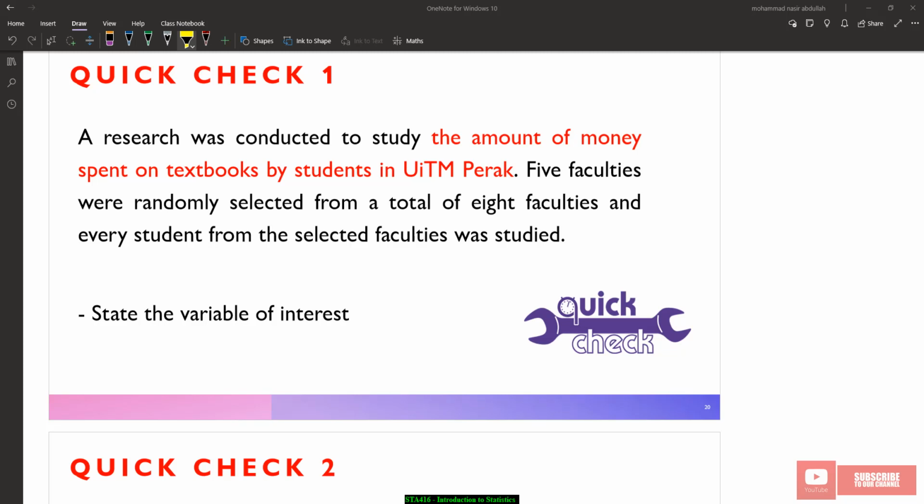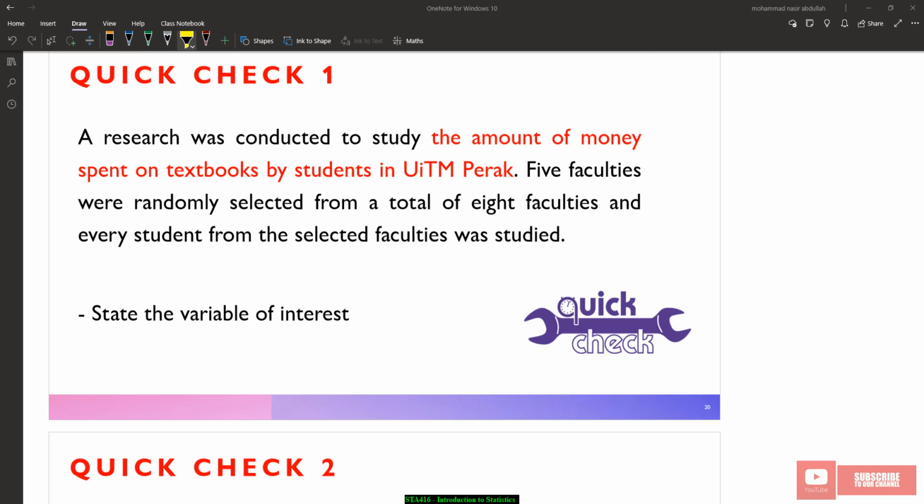Lagi? Takkan seorang saja? Mana lagi? Apa yang kita nak kaji dekat sini? Apa yang dia nak tahu?